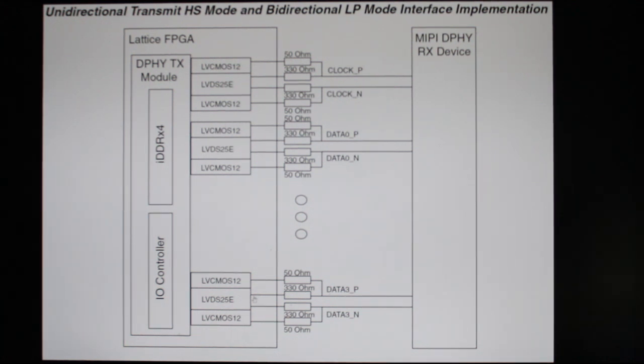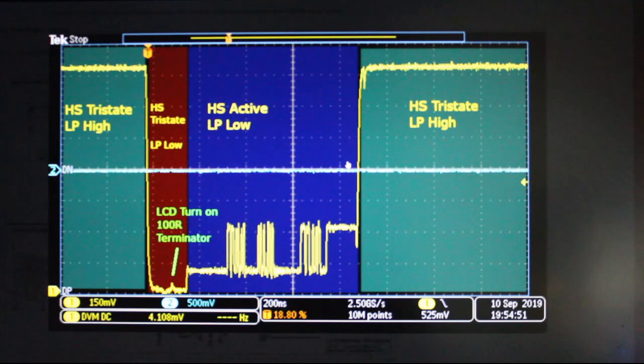You may in theory have multi-lane displays, but this particular display is only single lane. So we only need two of them, one for the clock, one for the data. And here is another look at the scope view. Here is how you drive it.